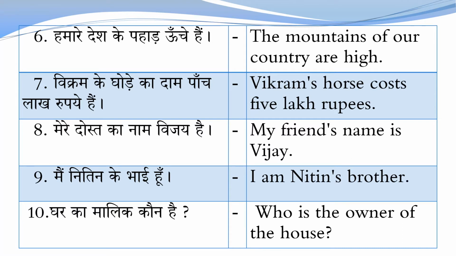Tenth one, ghar ka malik kaun hai? Ghar means house. Malik translates to owner. So, ghar ka malik means owner of the house, or house owner. Kaun, as we learnt, who? Hai translates to is. So the answer is, who is the owner of the house? Or, who is the house owner? But first one is more preferable.